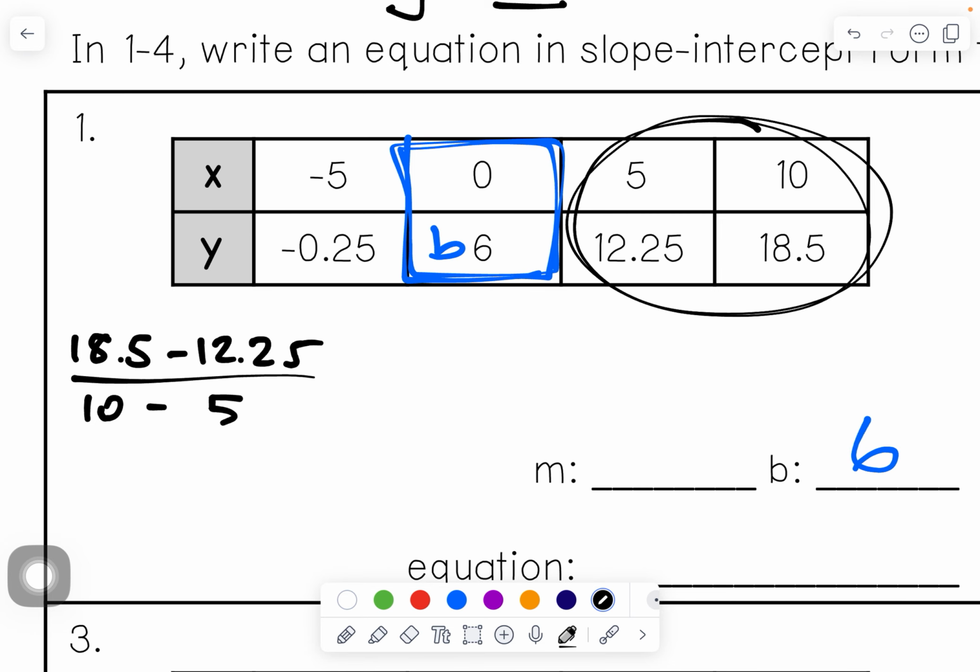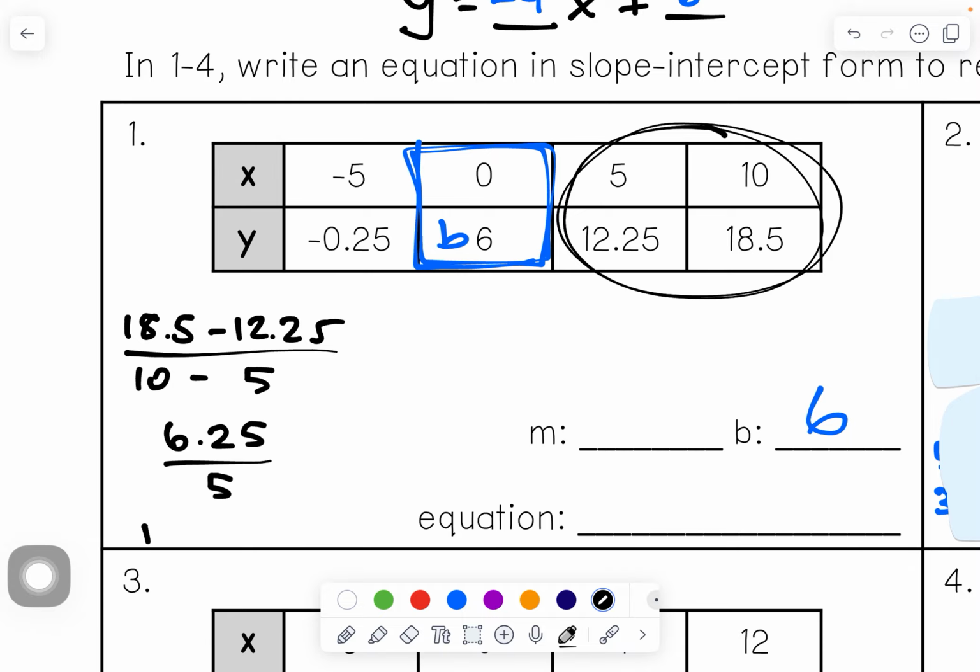Use a calculator here for this. I know we said we want slope to always be a fraction. Well, sometimes when we're doing problems, we can't avoid it. But in this particular case, if I subtract those two, I'll get 6.25 on top. 10 minus 5 is 5 on the bottom. I don't want to leave it like that. That's kind of messy. So I will actually just calculate that slope, and it ends up being 1.25. So my m value is 1.25.